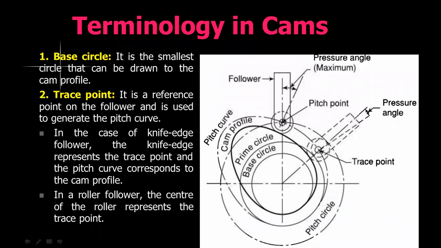Now let us see the important terminologies used in cams. There are 8 terminologies, and we will see them one by one. The first one is the base circle. The base circle is the smallest circle that can be drawn to the cam profile.